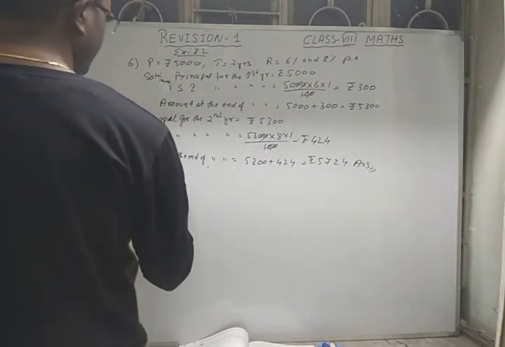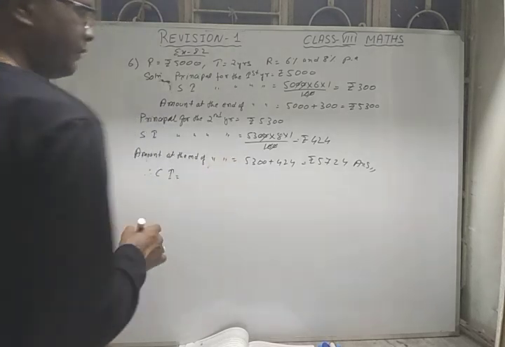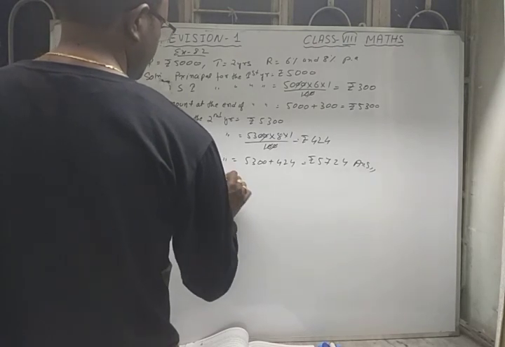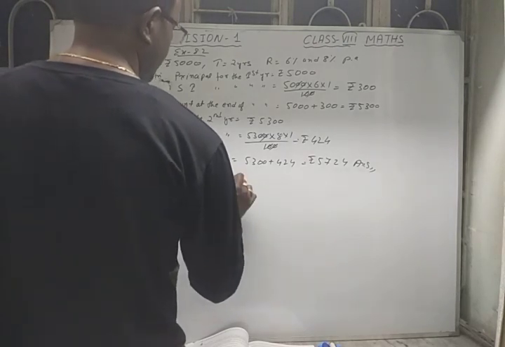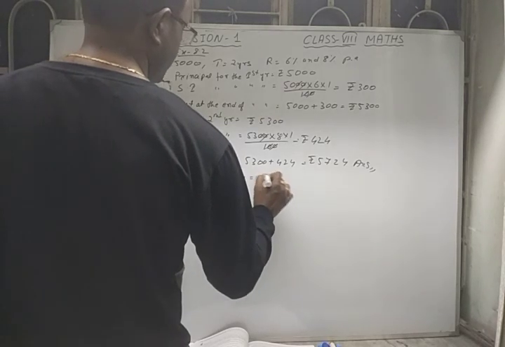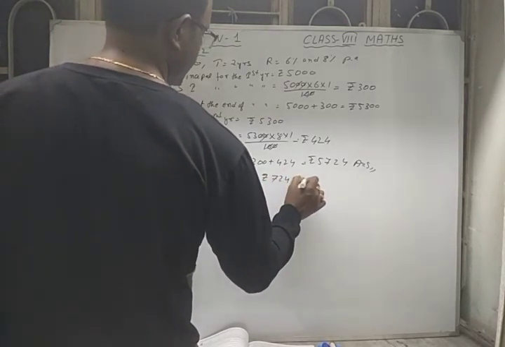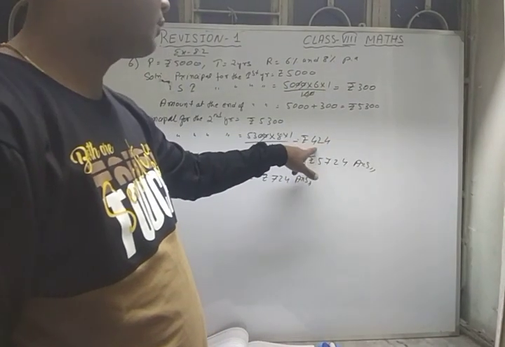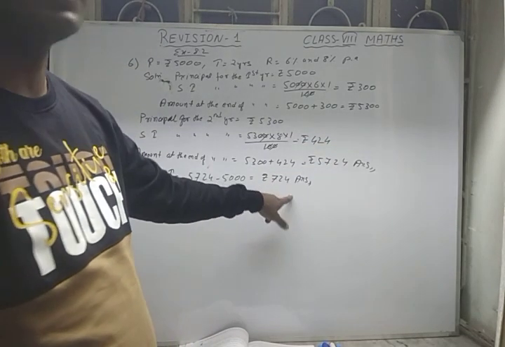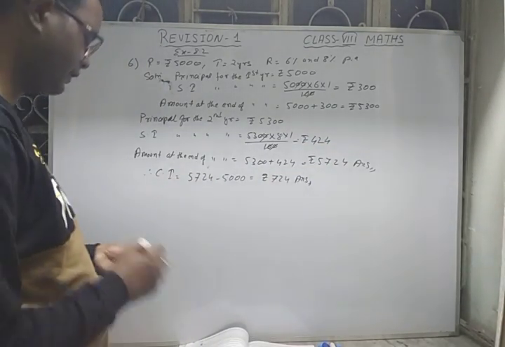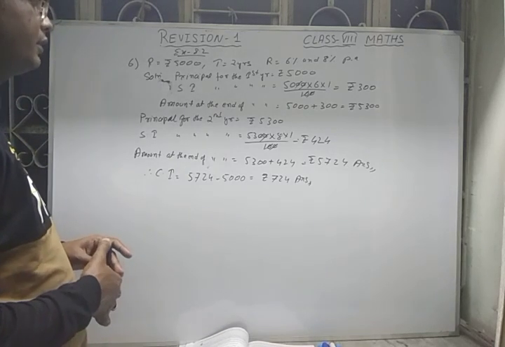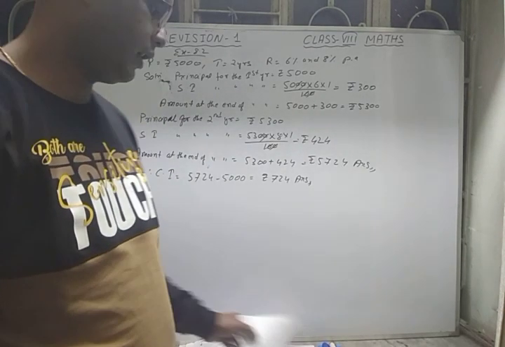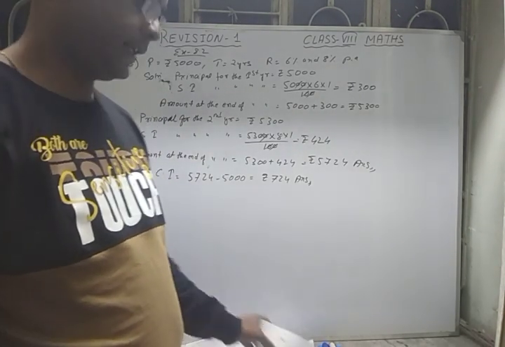And now you have to find CI, only CI. So CI equals final amount minus original principal. So 5,724 minus 5,000 is equal to rupees 724. This is the second answer. Or you can also add these two interests, 300 plus 424, then also you will get 724 rupees. In this way you can find the compound interest and amount by the step method, using the simple interest formula PRT by 100, and the amount equals P plus SI.